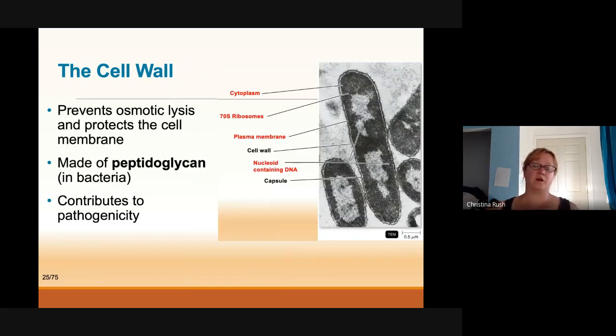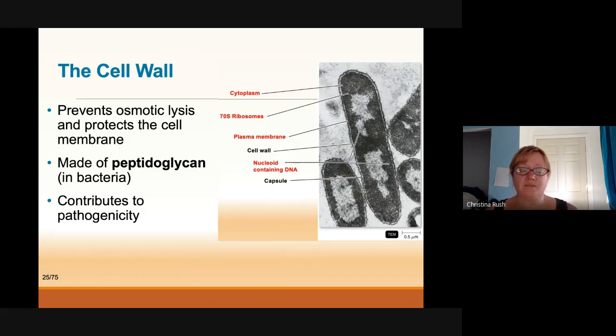All right, so those were all the structures outside of the cell wall. Now we're going to talk about the cell wall itself. The cell wall is very important to prevent osmotic lysis and protect the cell membrane. Osmotic lysis means bursting. Lysis is breaking open, and osmotic is usually by water.